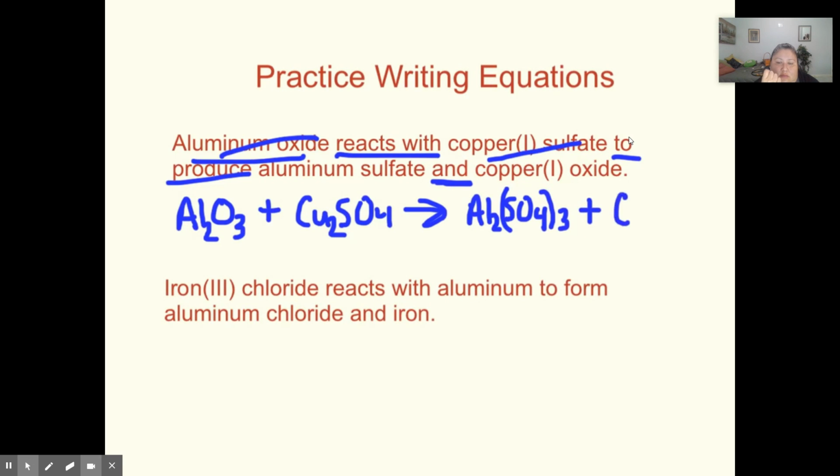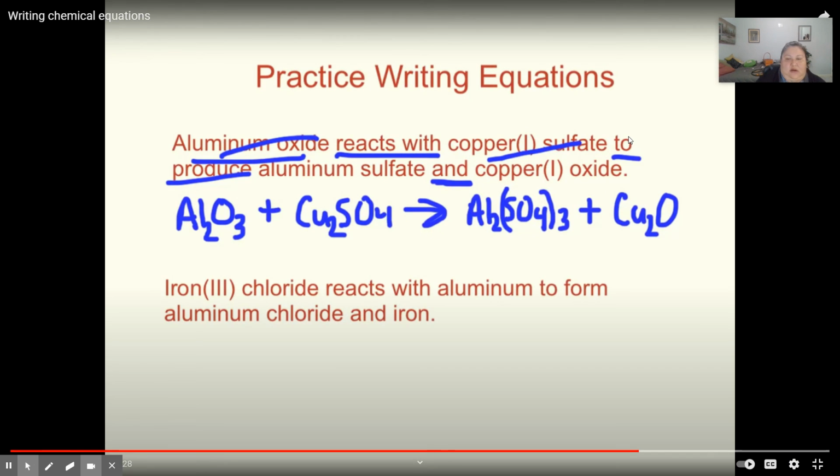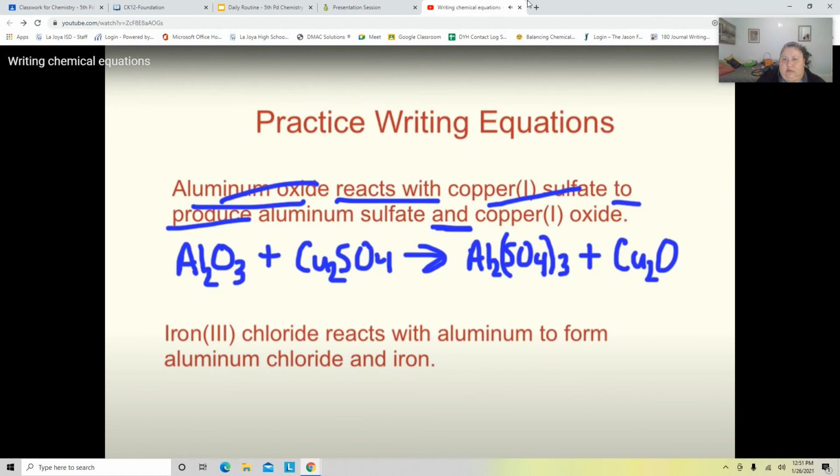Copper 1 oxide. Copper is Cu, oxide is O. Check the charges. Copper is a +1, oxygen is a -2, and so I have to put Cu2O. There's my skeleton equation. Hey, if you want to try this one, pause the video and try the next one. Otherwise, I don't want to run out of time, so I'm just going to keep on cruising through here.